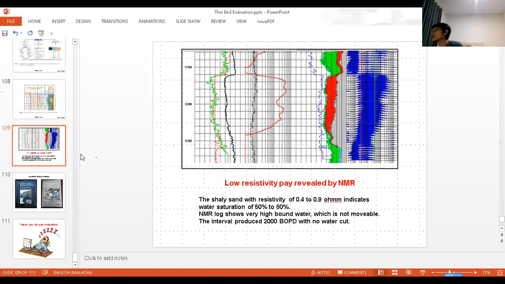Okay, so we will continue with the next question from Muklis. Dealing with thinly laminated sand evaluation, which one is more recommended to use, the probabilistic or deterministic approach, for the standard petrophysical evaluation?